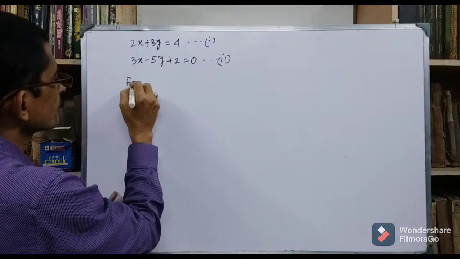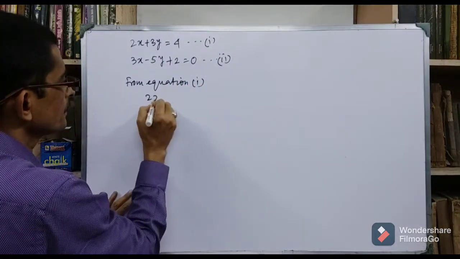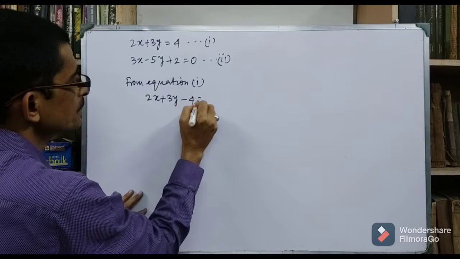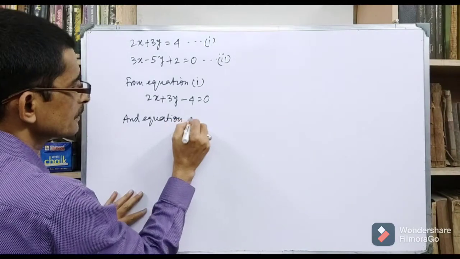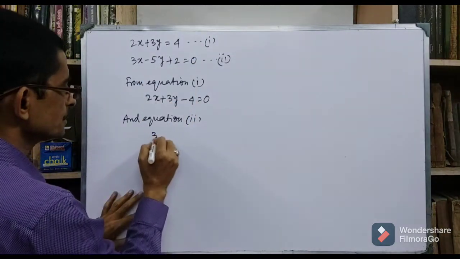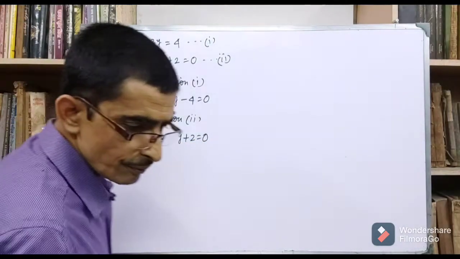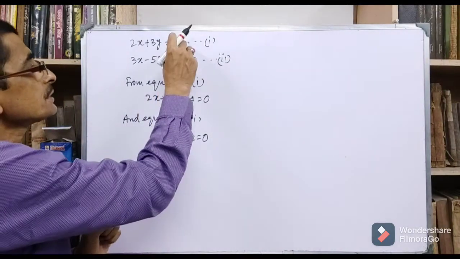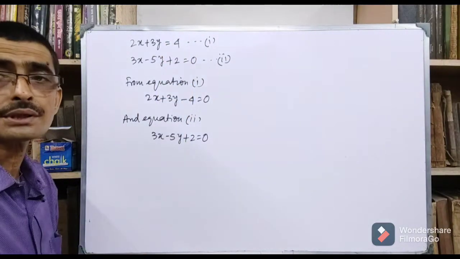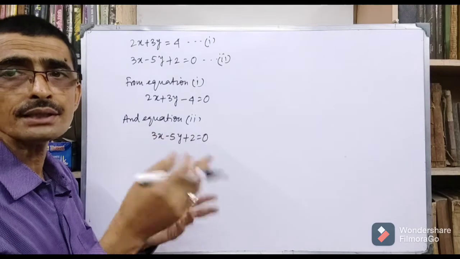So we will write from equation 1, 2x plus 3y minus 4 is equal to 0, and equation 2 is as it is, 3x minus 5y plus 2 is equal to 0. Now we will write all the numerical coefficients of x and y, and also the constant terms. These are the constant terms, minus 4 and 2, and 2, 3, 3, minus 5, all these are the numeric coefficients of either x or y.